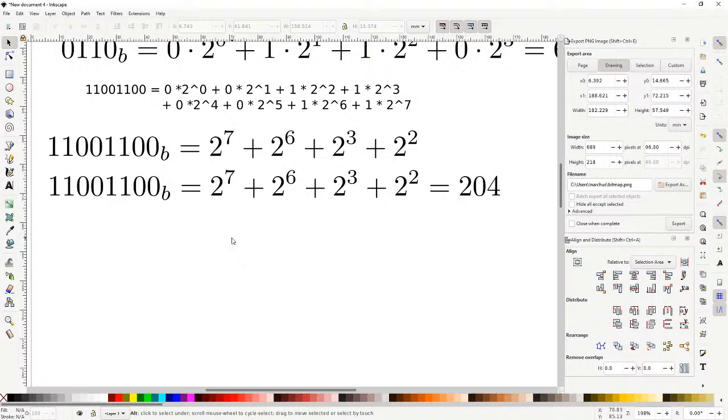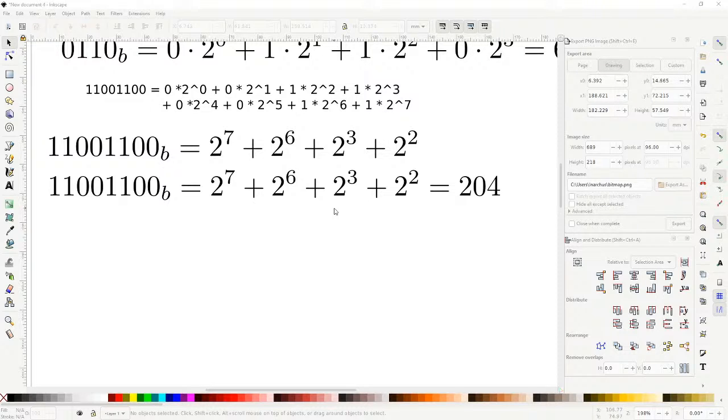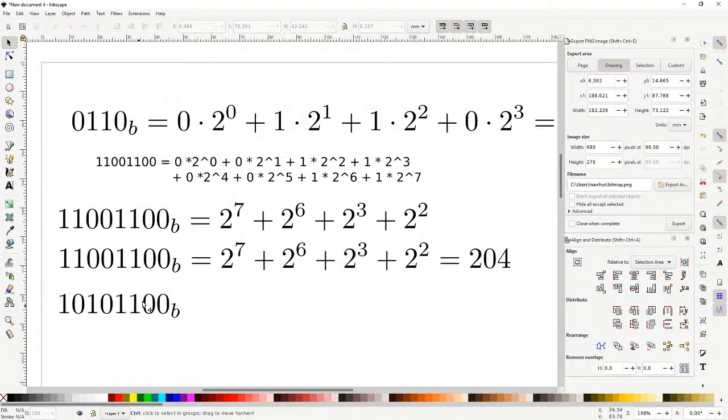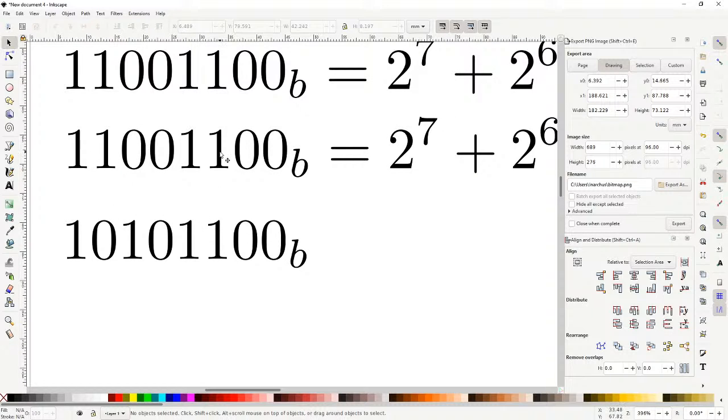So what's the difference between this one and, for instance, let's just do, so what's the difference between these two numbers? I don't know why it always puts it so far away, but what's the difference between these two numbers, right? 11001100 and 10101100. Really, you can see that all we've done is we've shifted a single digit, or bit, I guess I should say, to the right by 1.